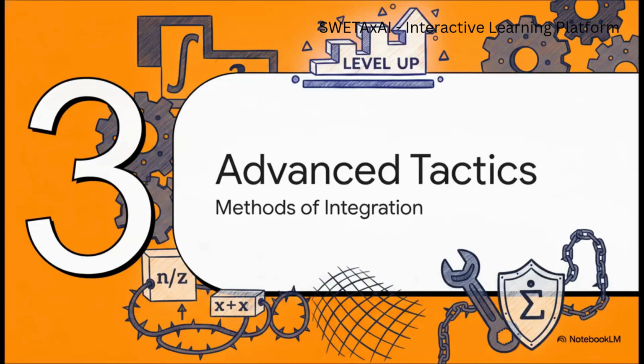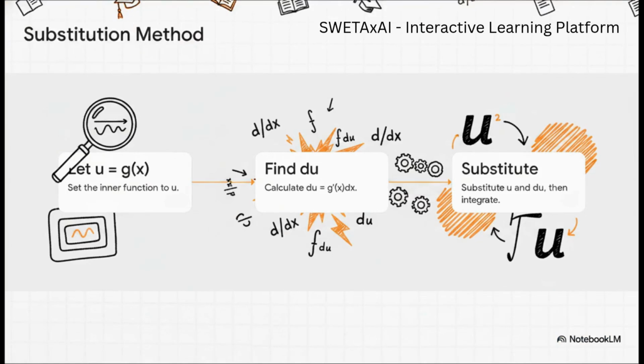All right, time to level up again. Level 3, Advanced Integration Tactics. Sometimes that standard arsenal just isn't quite enough, and test writers love to lay traps with problems that don't fit the basic molds. That's when we use our first advanced tactic, the substitution method.